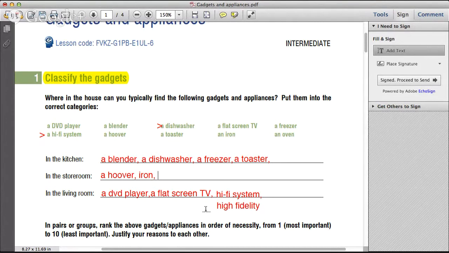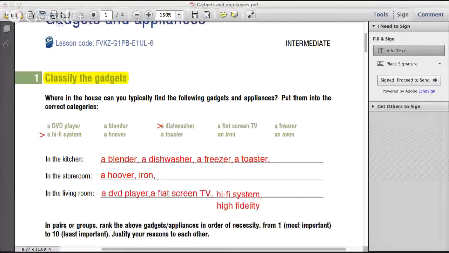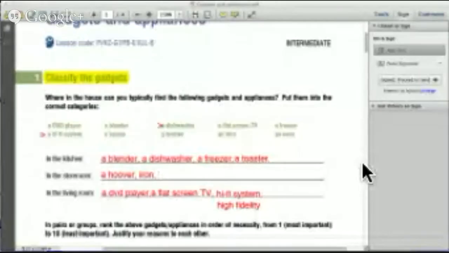Our last one is for, let's see, Giuseppe. Yes, teacher. An oven. I can find an oven in my kitchen. Okay. All right. Yeah. The oven is going to be in your kitchen.